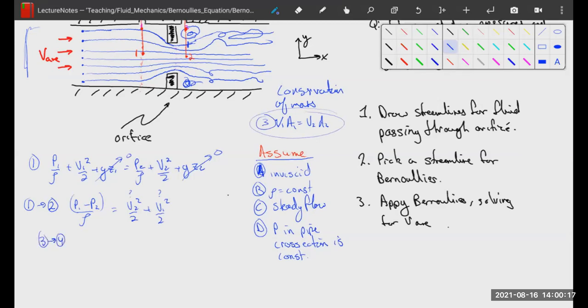is to solve that for V2, because we just want to know V1. We don't care what the velocity is in the orifice. We want to know what the velocity is in the pipe before the orifice, where it was unmolested by that orifice, right? It's just the average velocity in the pipe. So V2 is equal to A1 over A2 V1.